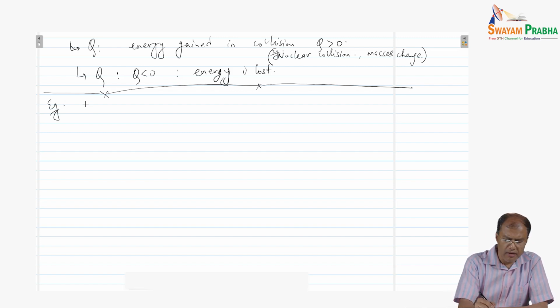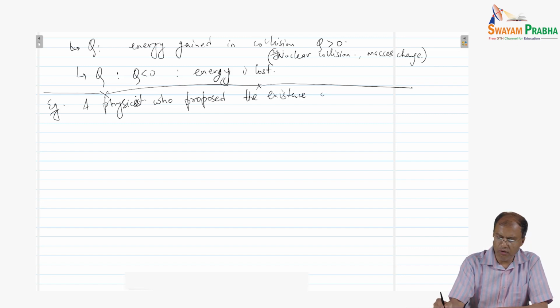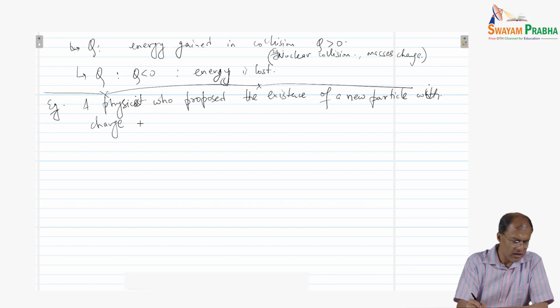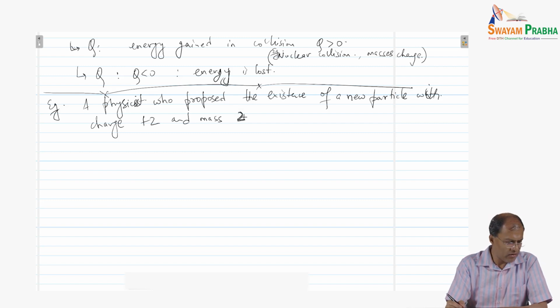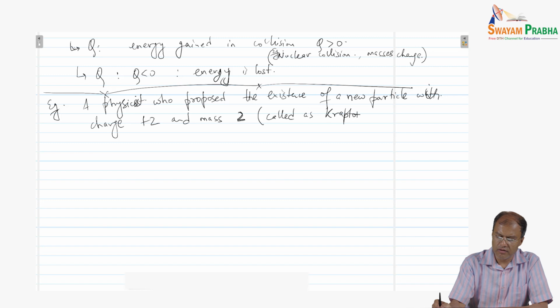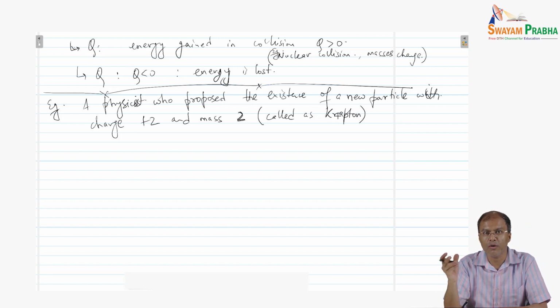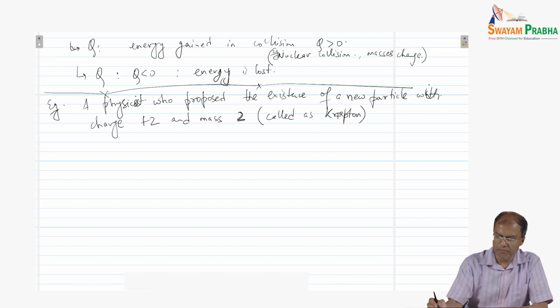The example says that there was a physicist who proposed the existence of a new particle with charge +2 and mass 2, right? And the physicist has named this object krypton. It's not the same krypton which Superman uses in his kryptonite, but something very different. So this is the particle that the physicist named, and its name is krypton.